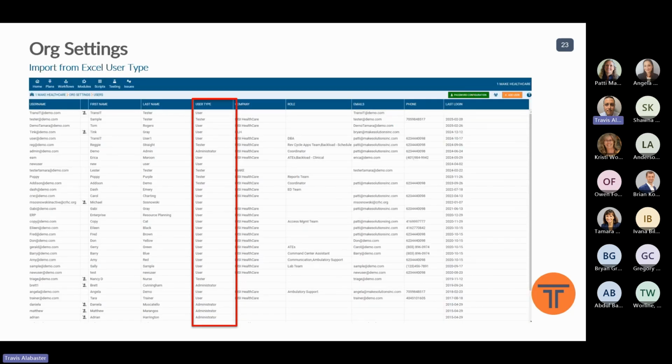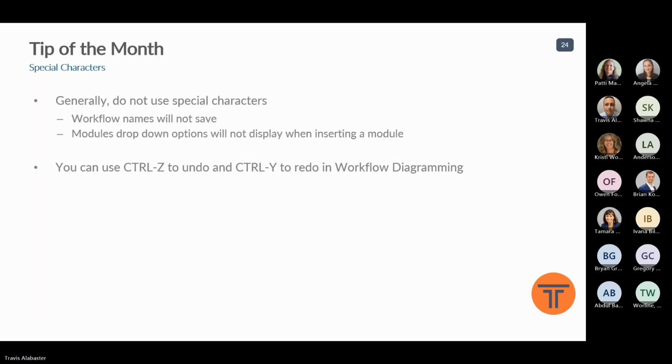As I mentioned earlier, the import from Excel for the user type now honors the three user types inside of TransIT: tester, user, and administrator. Previously, if you imported through Excel, it would change everyone to a user, even if they were a tester or an administrator. It now honors those user types. Just make sure your spelling is correct, and you'll be fine when you import them.